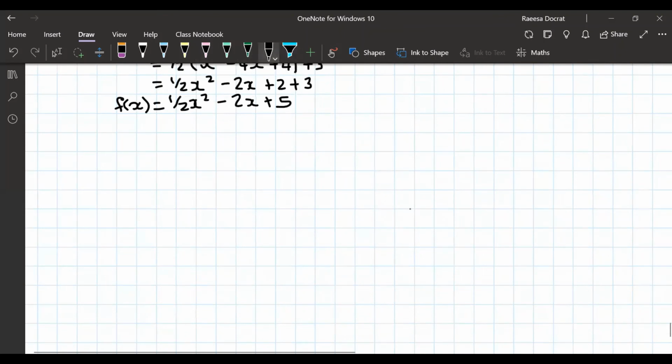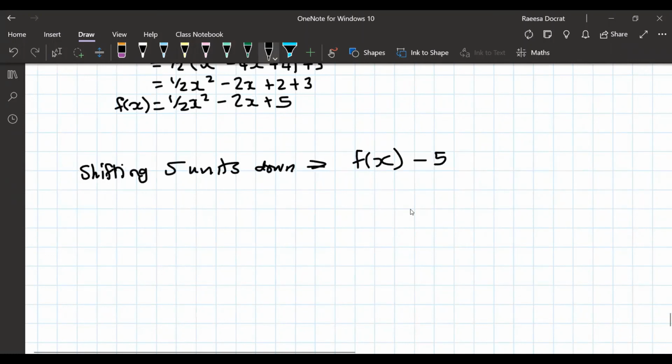So shifting it 5 units down would mean the new equation is f of x minus 5. How do we know we're shifting it 5 units down? Because that's what will take the y-intercept to 0, 0. Now, f of x, we already know the equation is a half x squared minus 2x plus 5. And then we say minus 5.